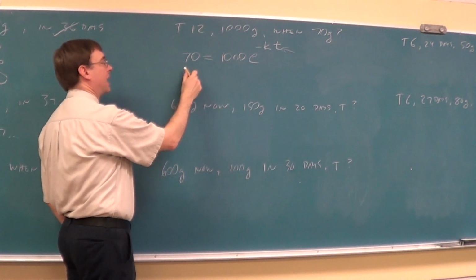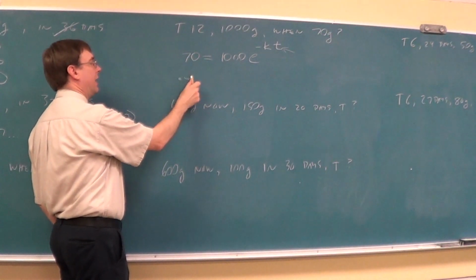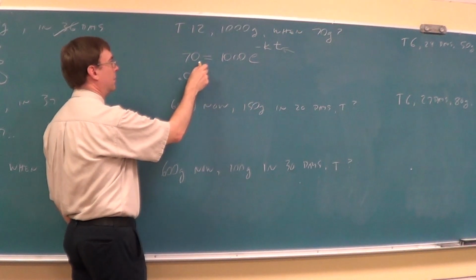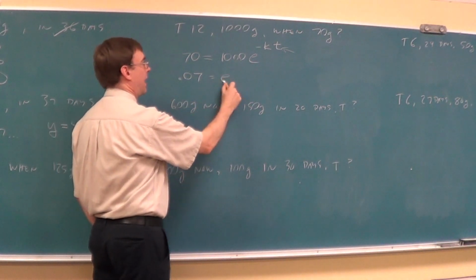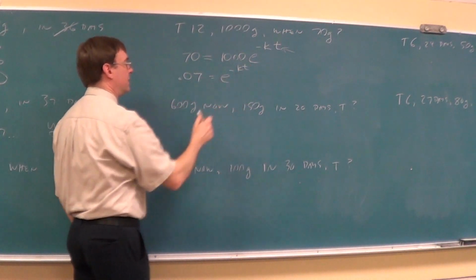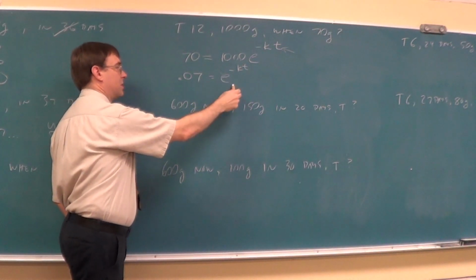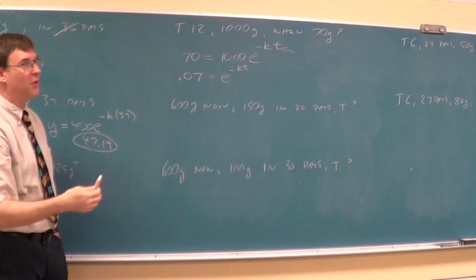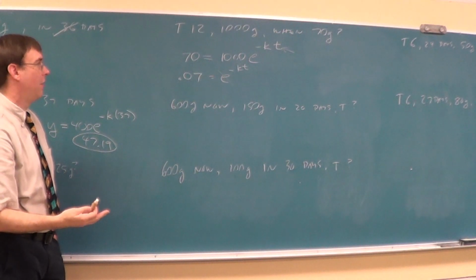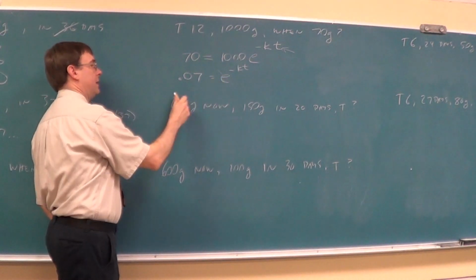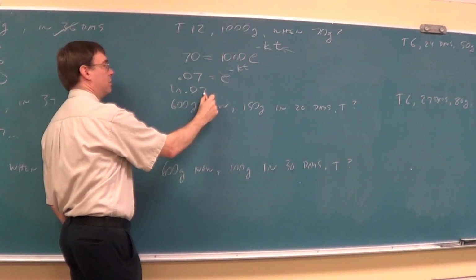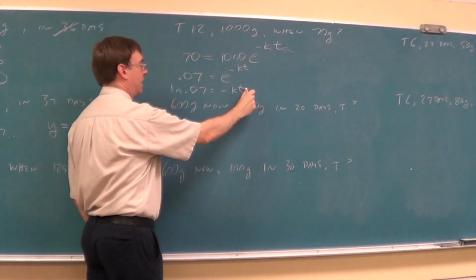So we need to go 70 divided by 1,000. That's going to be 0.07. That equals e to the negative kt. Then, everything in math has an opposite. You are here for the lesson, but the opposite of e is a button called ln. So to kill e's, we'd have ln of 0.07 is negative kt.